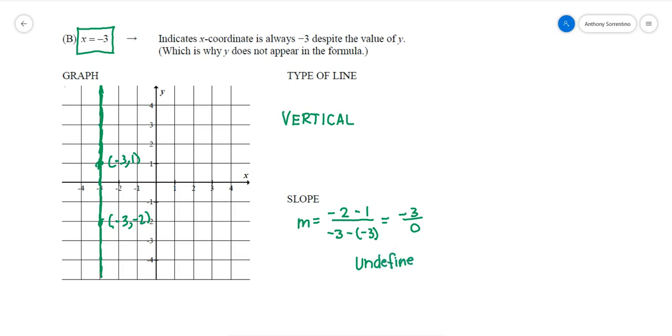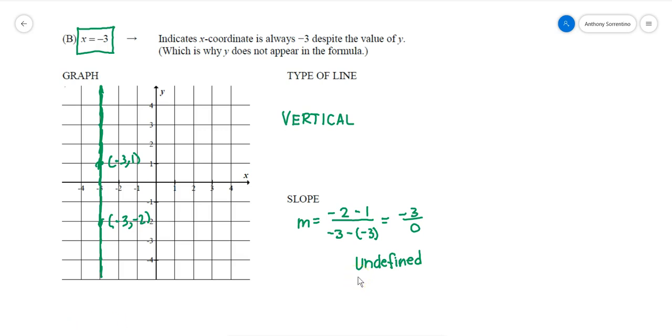Basically, this slope has all rise but no run, whereas a horizontal line has no rise but all run. It's an undefined slope. So basically, a vertical line is going to have the equation of x equaling a number, and the slope of a vertical line is defined as being undefined. So that's the difference between the two.